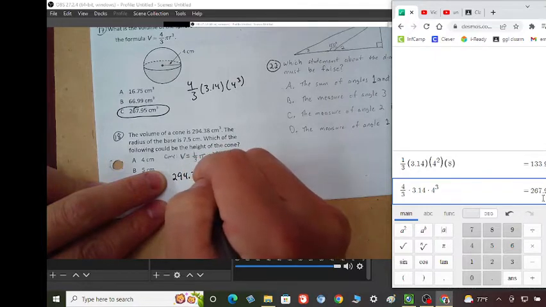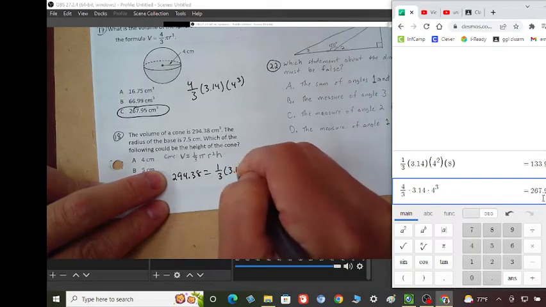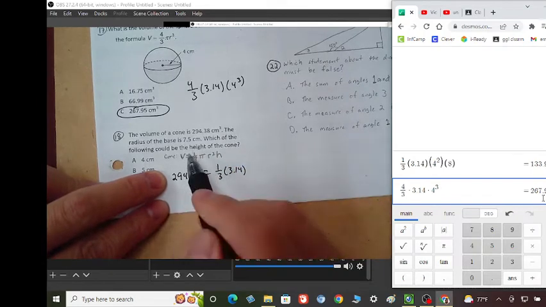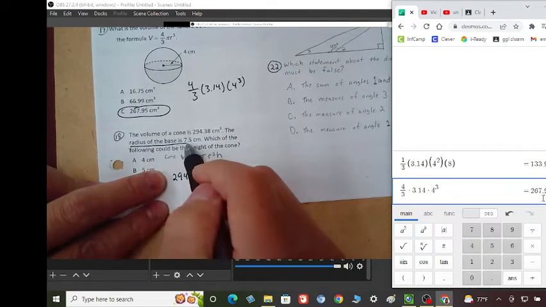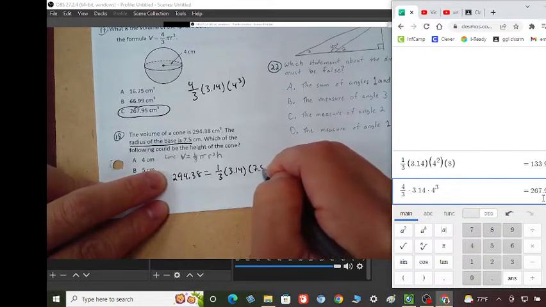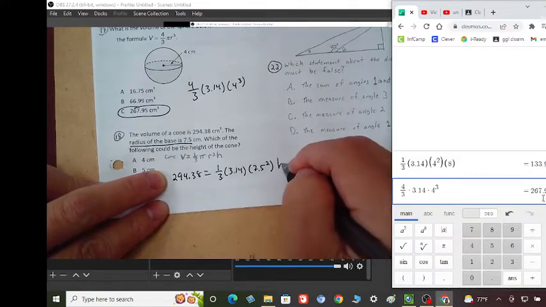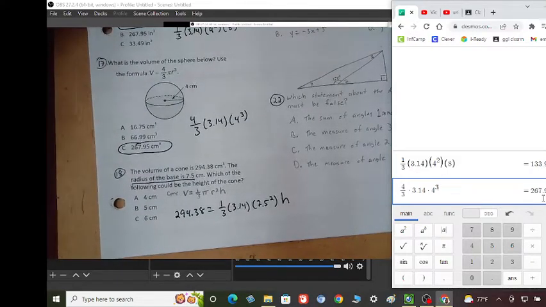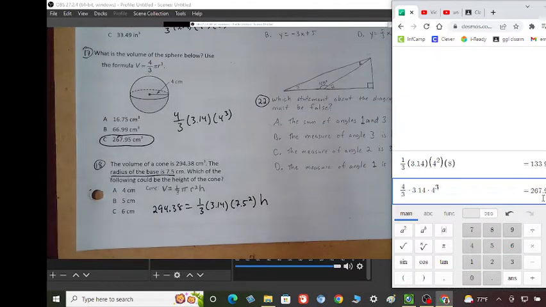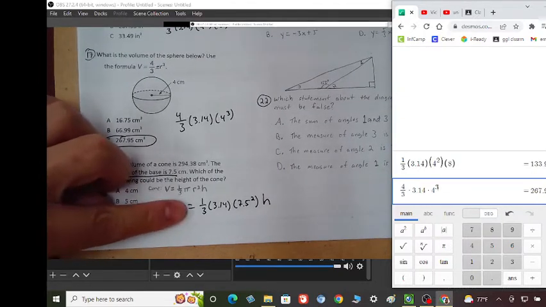So it's 294.38 equals 1/3 times 3.14. It says the radius is 7.5. So I'll put in 7.5 squared, and it wants to know the height. Which one of these is going to be the height? All right, so I'm going to cover up this 294.38 here. I'm going to hit enter.